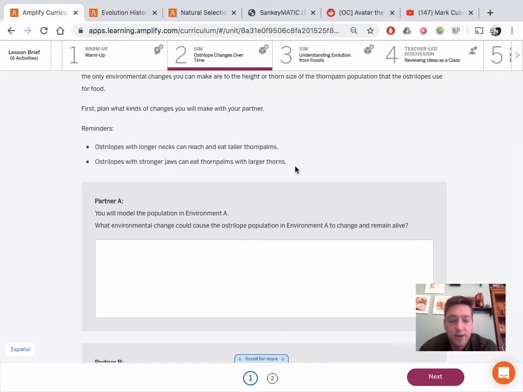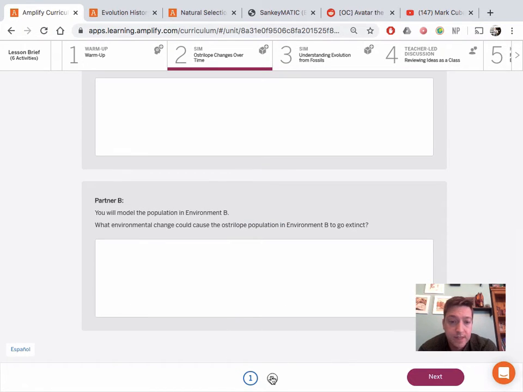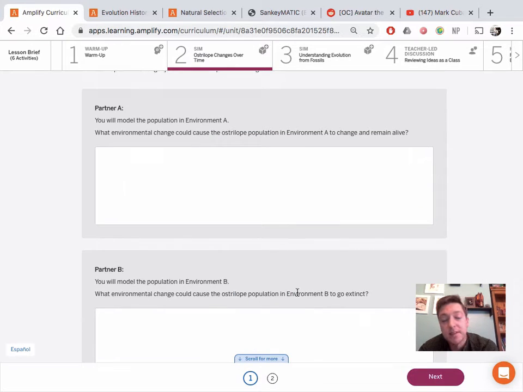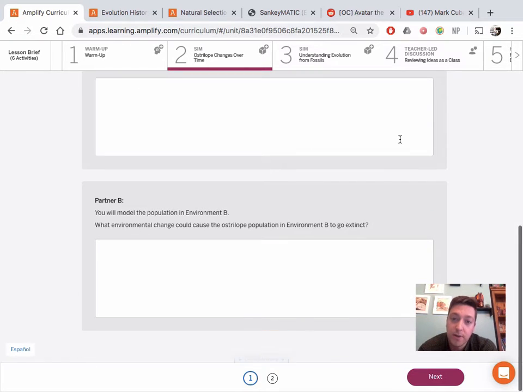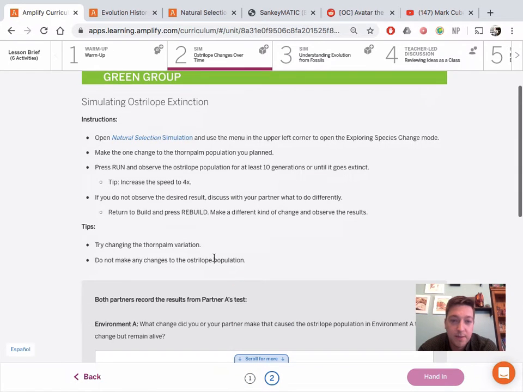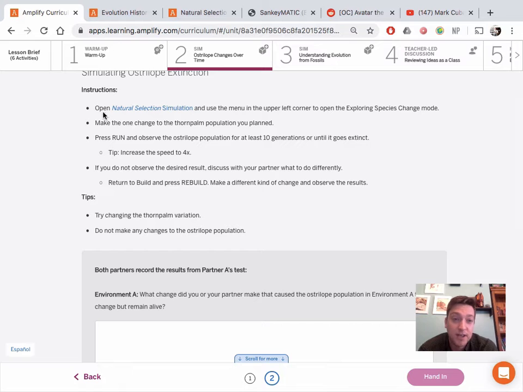You can actually choose here. Do you want to change the height of the thorn palms or the size of the thorns, or maybe even both, and see if they can adapt or not? But the key difference here is a small change in order for them to remain alive, and such a big change that they go extinct. So let's go to the simulation. This is actually the natural selection simulation, and we're going to go to exploring species change mode.